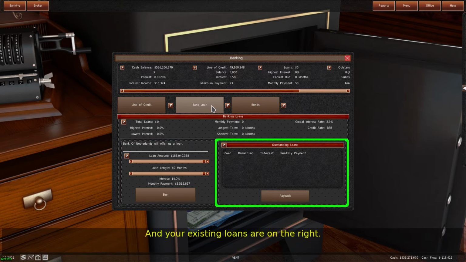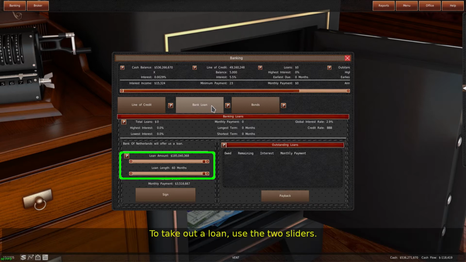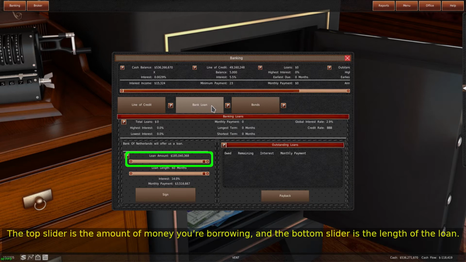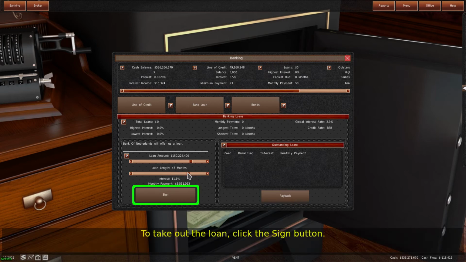And your existing loans are on the right. To take out a loan, use the 2 sliders. The top slider is the amount of money you're borrowing, and the bottom slider is the length of the loan. Here the game displays the amount of interest and your monthly payment for the above loan. To take out the loan, click the Sign button.